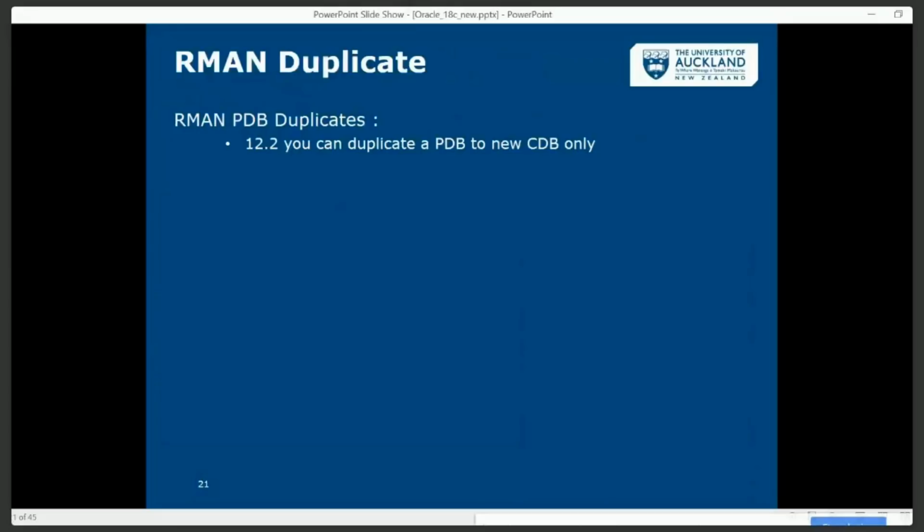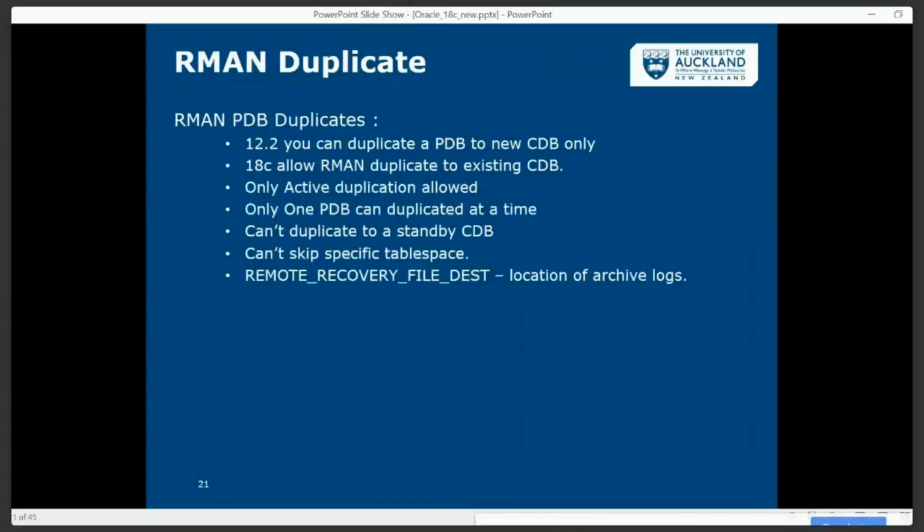In 12.2, you could only duplicate a PDB to a new CDB. If you want to do it onto an existing CDB, it is not possible in 12.2. In 18C, RMAN allows the duplicate to an existing CDB, but there are some restrictions. Only active duplication is allowed, and you can duplicate only one PDB. You cannot duplicate to a standby CDB, and you cannot skip any tablespace.